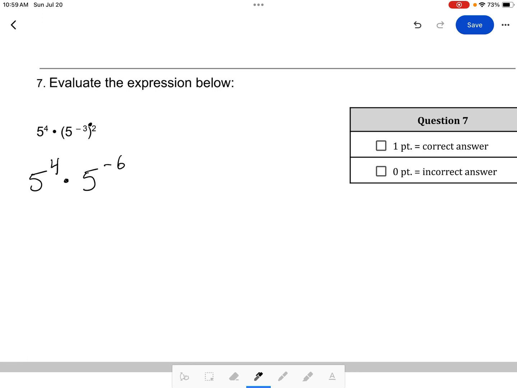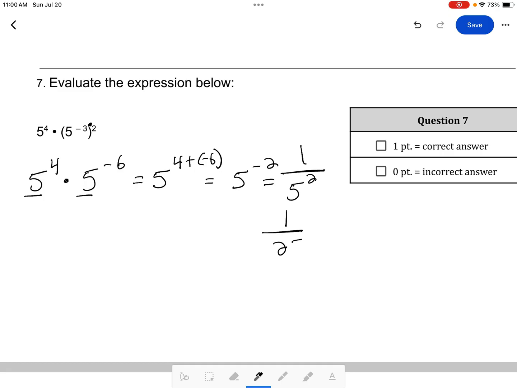So now, when I'm multiplying like bases, that means I add the exponents. So this is the same as saying 5 to the fourth plus a negative 6. That's going to give me 5 to the negative 2, because negative 6 plus 4 is negative 2. Remember, I can't have negative exponents in my problem. So I'm going to put 5 squared in the denominator to make that exponent positive, and I'm going to put a 1 on top. Now to fully evaluate this, I need to multiply out 5 squared, which is 5 times 5, and that gives me 1 over 25 for my final answer for number 7.